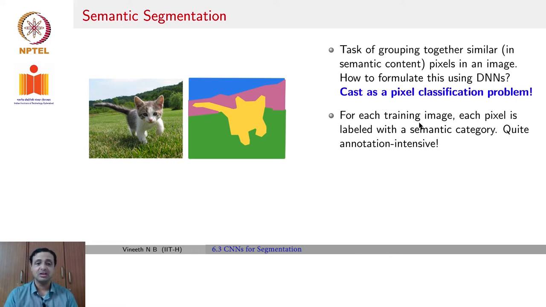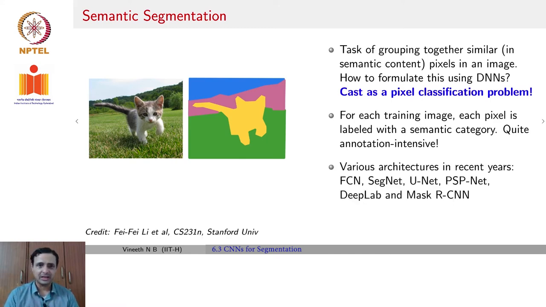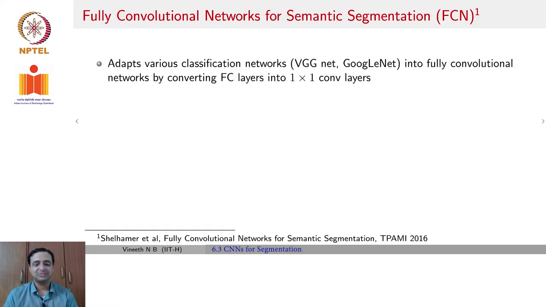So you can assume that creation of a data set for semantic segmentation is very annotation intensive. There have been various architectures in recent years such as FCNs, SegNet, UNet, PSPNet, DeepLab, MaskRCNN. We'll cover each of them in this lecture. Starting with FCNs, or fully convolutional networks for semantic segmentation, which was proposed in 2015 and 16. They adapted various classification networks such as VGGNet, GoogleNet, and so on, into fully convolutional networks by converting the FC layers into 1 cross 1 layers.